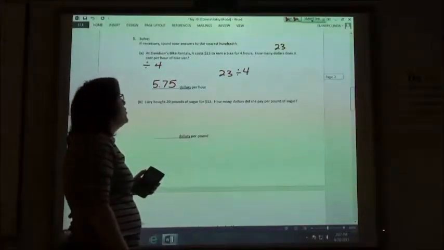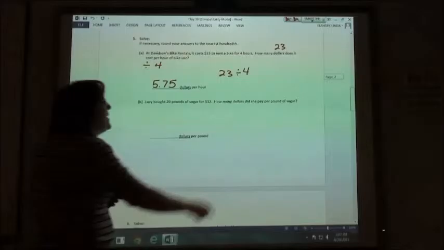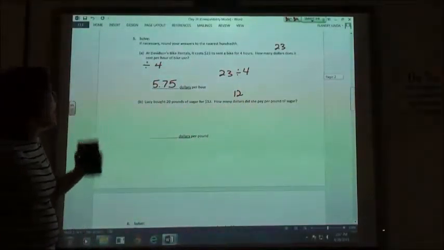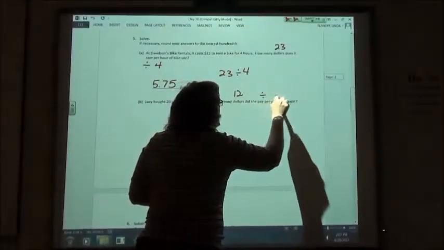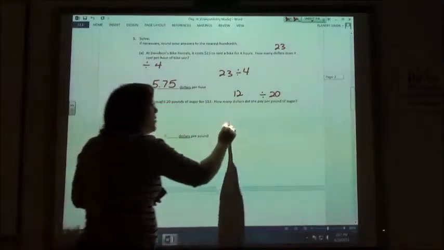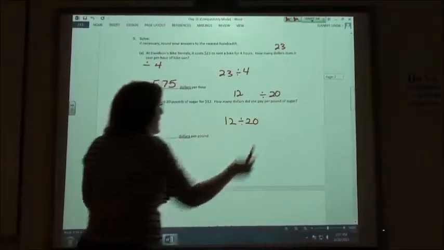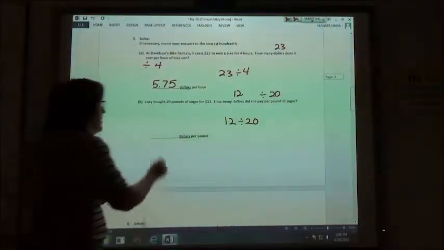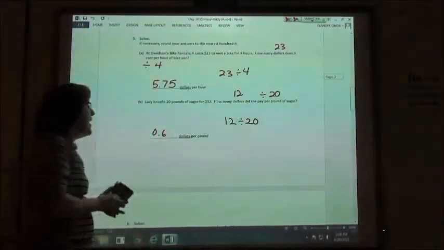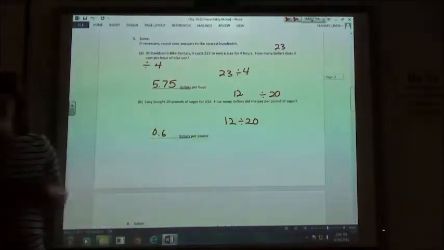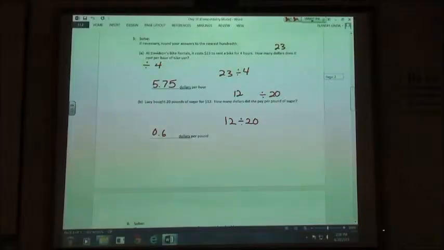Lucy bought 20 pounds of sugar for $12. How many dollars, 12, did she pay per pound of sugar? Divided by the number of pounds. Dollars per pound. 12 divided by 20. So 12 divided by 20 gives me 0.6. And again, this is in the 10th spot. It says round to the hundredths, but since I don't have anything in the hundredths, I don't have to go any farther than the 0.6.